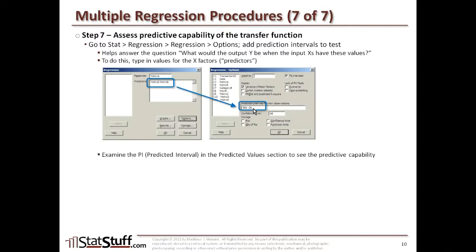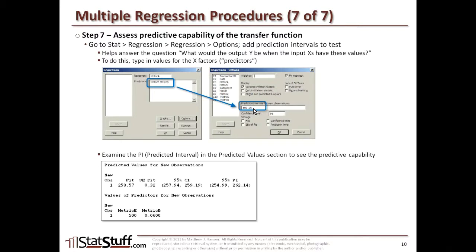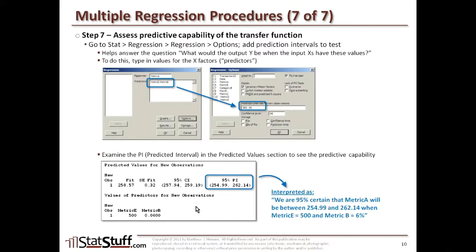And when we run this, it's going to create a certain output for us. What we're going to examine is the predicted interval in the predicted values section of the predictive capability to see what that predictive capability is like for this transfer function. So this is the kind of output that we're going to see that comes out of this test. We're going to be looking for this portion here, the predicted interval. When we interpret this, we're saying that we're 95% certain that metric A, which is our primary metric, again our output, will fall somewhere between 254.99 and 262.14 when we have a metric E at 500, which is what we plugged in, and metric B at 0.06 or 6%.